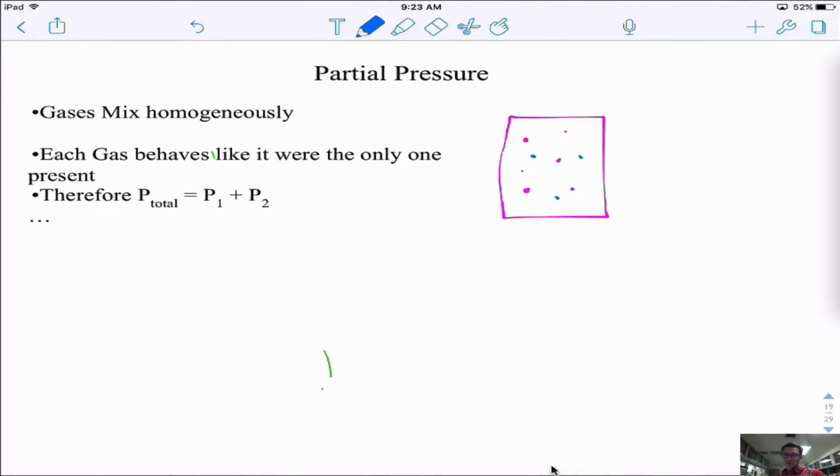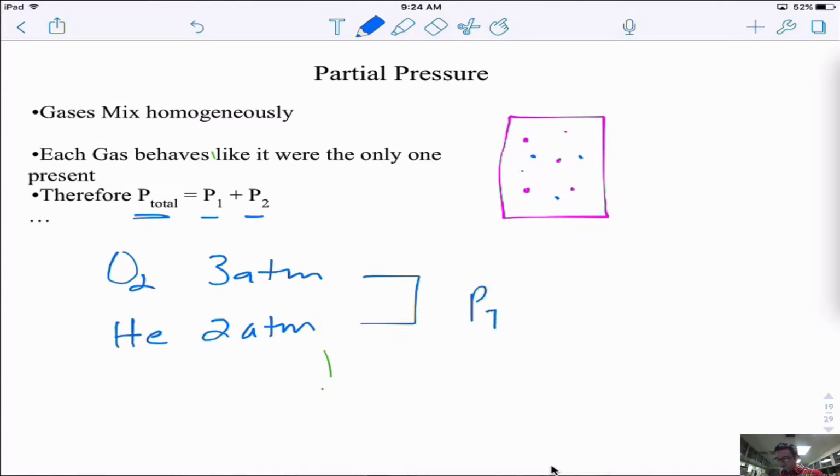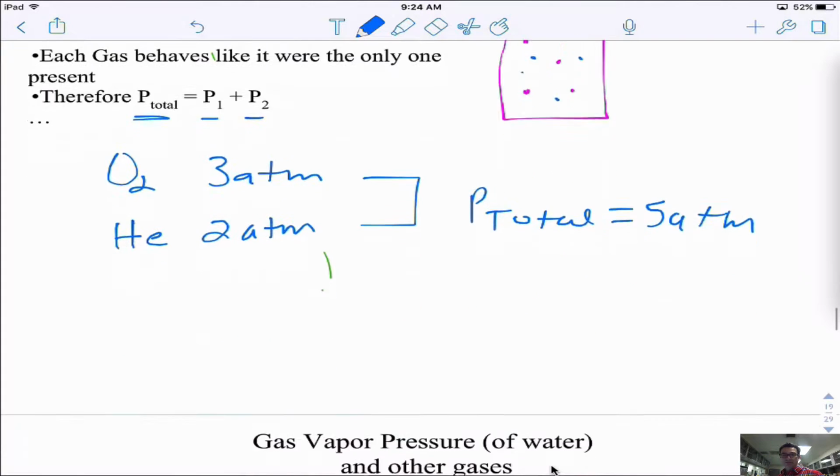Now each gas, because they're not interacting with each other, remember the gases are colliding elastically, they're not attracted, they're moving in random straight line motion, they'll behave as if they're the only gas present. And so we can say that the total pressure of the gas is equal to the pressures of the individual gases added together. It's really that easy. If I gave you oxygen gas in a container with 3 atmospheres of pressure, and helium in the same container with 2 atmospheres of pressure, all you would do to find the total pressure, the P total, would be 5 atmospheres. So it's really that easy when we're talking about partial pressure with gases.